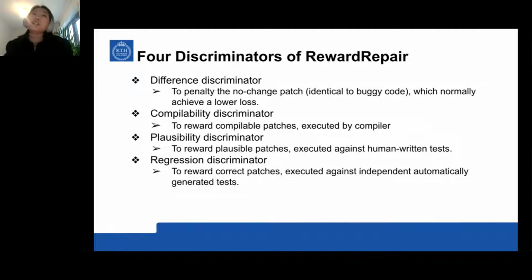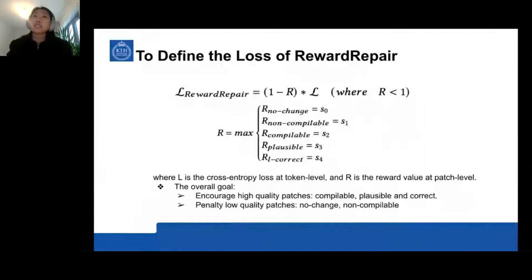To define the loss function here, we want to modulate the cross entropy loss function a little bit, because we still want the loss function to be differentiable. The overall goal is to encourage high quality patches: the compilable, plausible, and correct patches. We adjust the original cross entropy loss to be 20% lower, and then we penalize the low quality patches, increasing their value by around 20%.